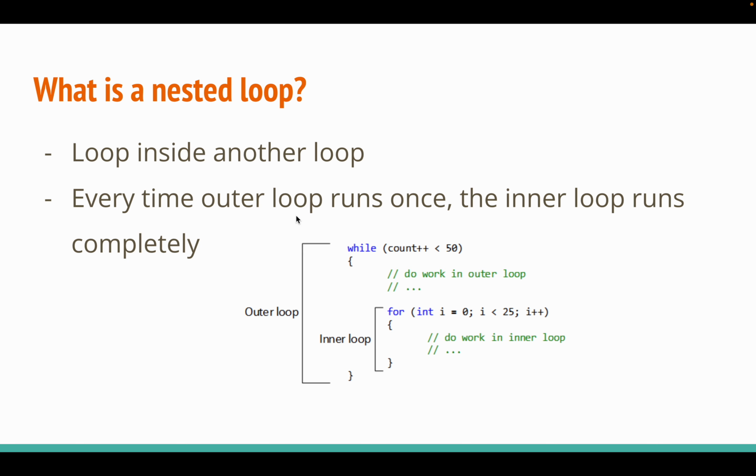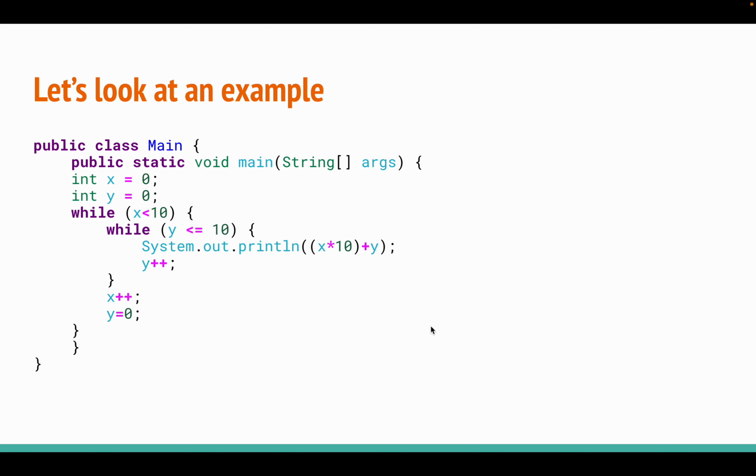So for example, over here you have a for loop inside of a while loop. What happens with these nested loops is every time the while loop has run once, the inner loop within it has run completely. So for example, if this one has 25 iterations and this one, let's say, has like 50 iterations, for the while loop, when it has run one time, this for loop has already run 25 times. And then each additional time that the while loop runs, this one runs an additional 25 times.